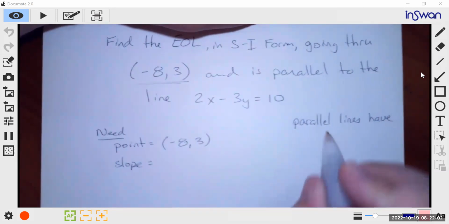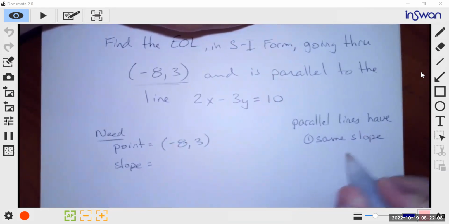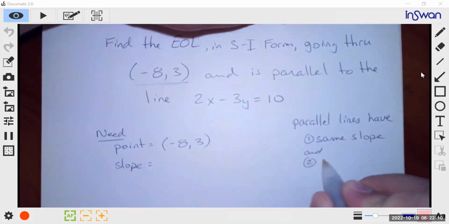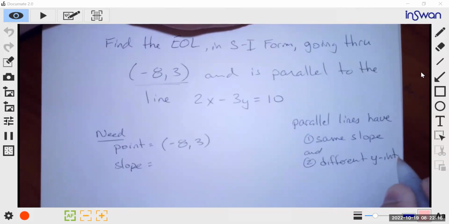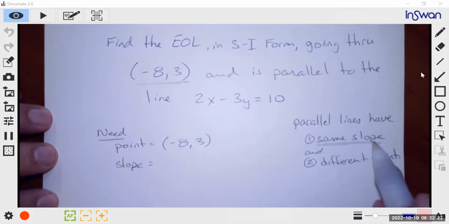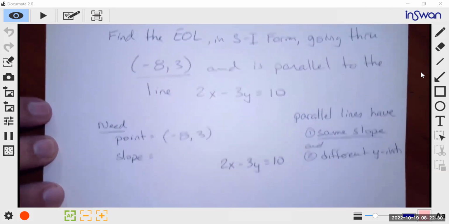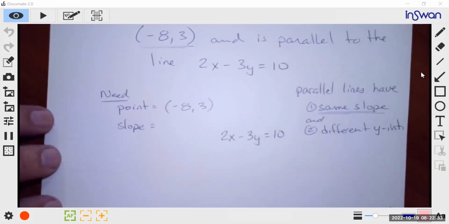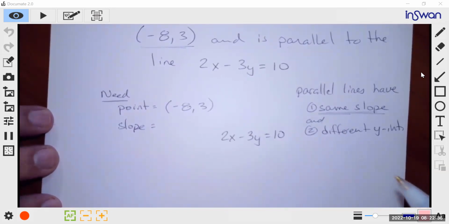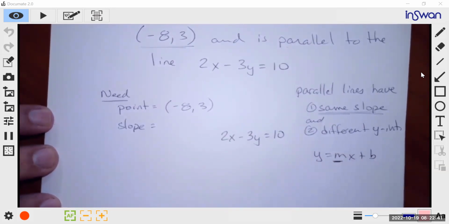Yeah, parallel lines have the same slope and different y-intercepts. So since they're parallel, that means they have to have the same slope. What's the slope of this line? Can't find it until we solve. You can't find it until you solve for y, because we have to put it in this form. We have to find whatever is in front of x.